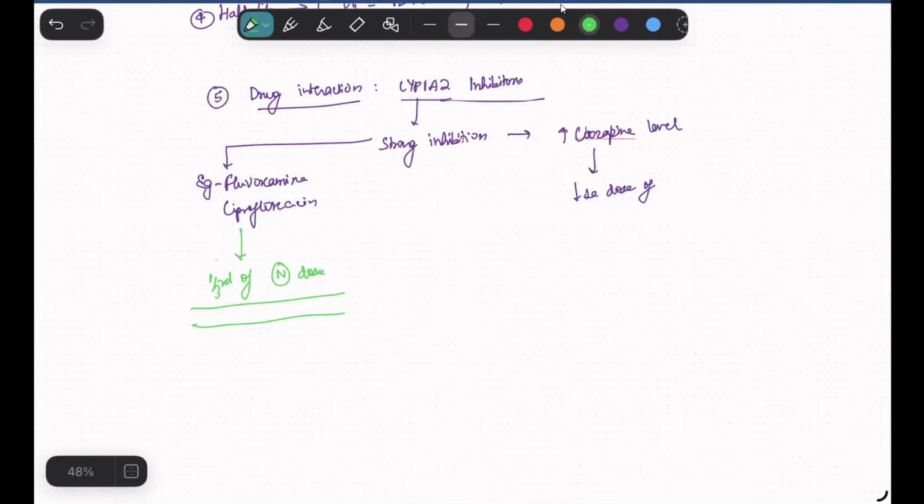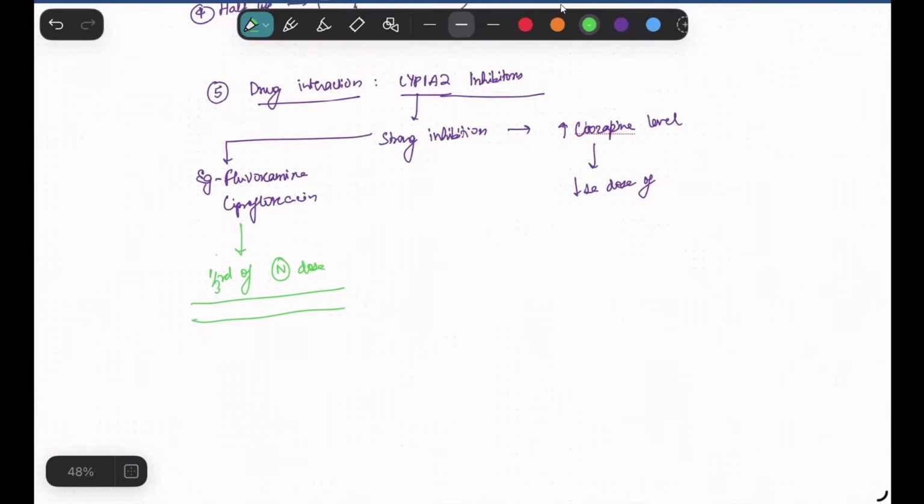So what happens in that case? We can use fluvoxamine as an augmenting agent, fluvoxamine or fluoxetine, anything which inhibits CYP1A2. So without actually increasing the clozapine dose, we increase the clozapine level. By increasing the clozapine level, we'll be increasing the efficacy of clozapine, but at the same time, the side effects will not increase that much. So it is not always that the inhibitors are bad. Sometimes it also acts in a good way.